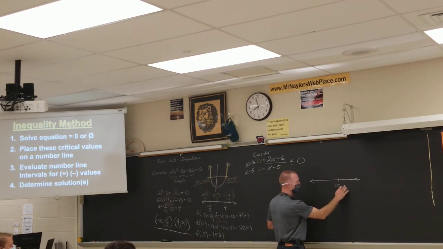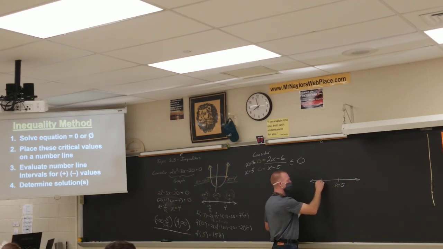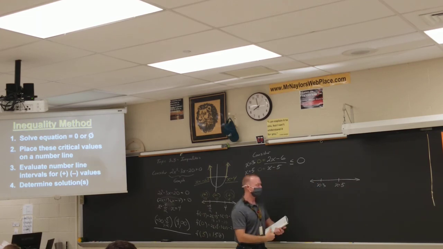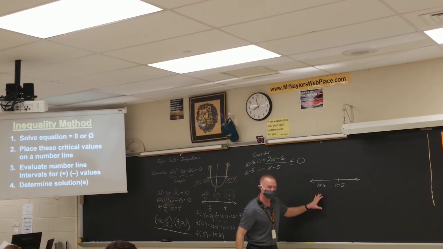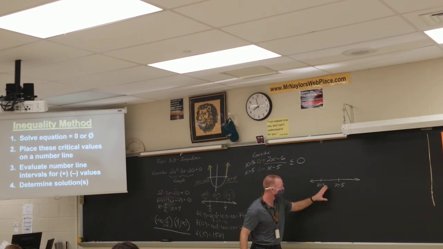I'm going to cheat a little bit here because I thought we were going to have a negative number. I just want to make my number line balance. So I'm actually going to put the 5 there and the 3 there.